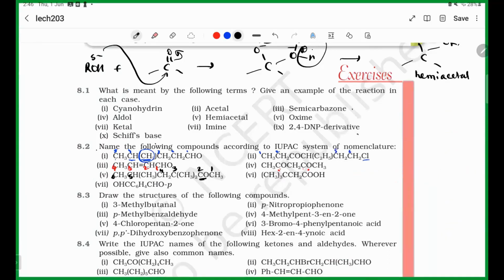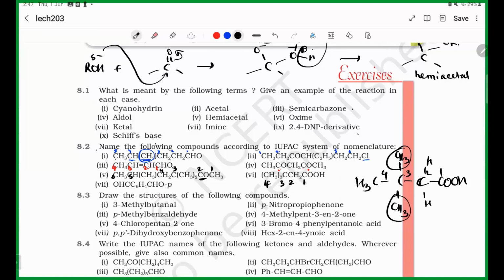Now you have the sixth question. The sixth question is basically again your carboxylic acid. Priority always goes to the carboxylic acid. 1, 2, 3, and 4. Basically, what happens is this is COOH. I'm just drawing the compound now. CH2, C, CH3, CH3, and CH3. So the longest chain is 1, 2, 3, and 4. And there are 2 substituents of CH3 at position 3. So it is basically 3,3-dimethyl, right?